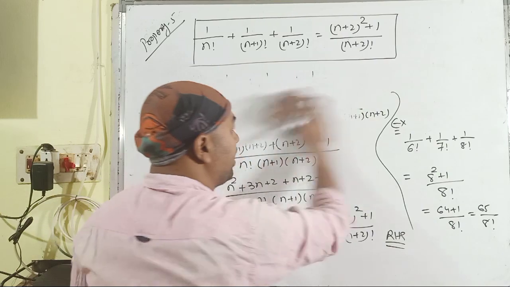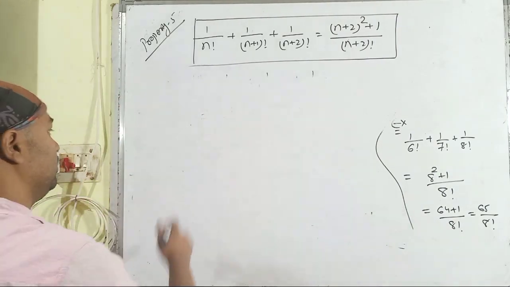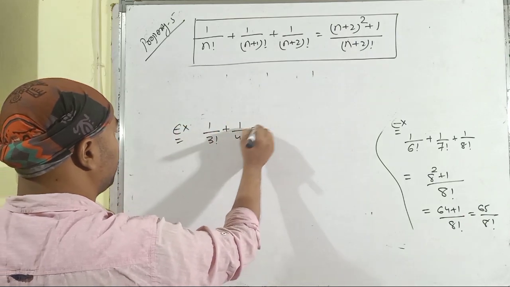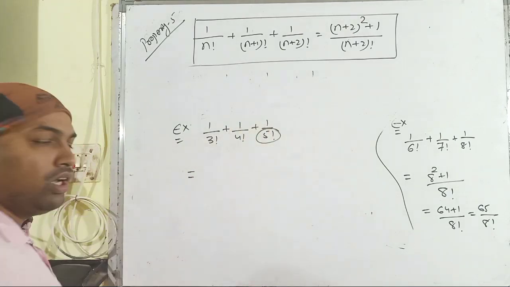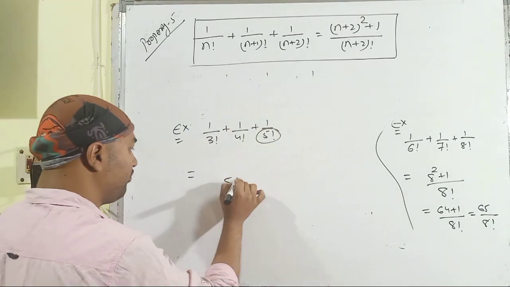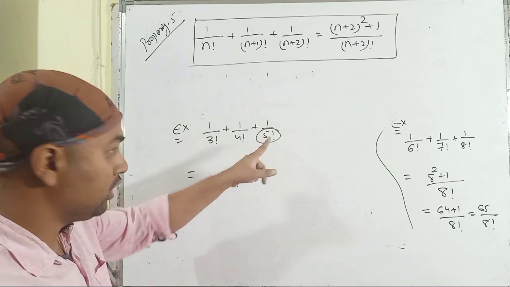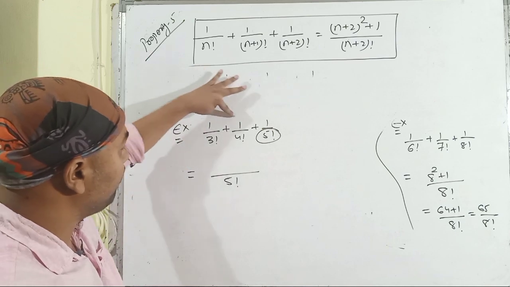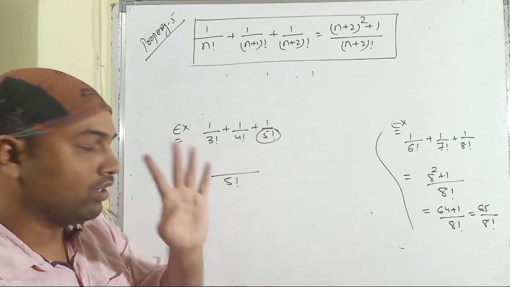Then let us solve another problem based upon this. 1 upon 3 factorial plus 1 upon 4 factorial plus 1 upon 5 factorial. Just find the greatest factorial, and that is 5 factorial. But the condition is that all of the denominators must be consecutive, and all of the numbers in the numerator part must be 1.